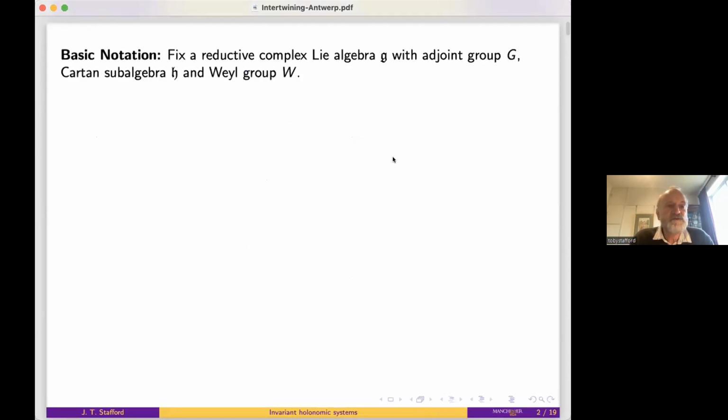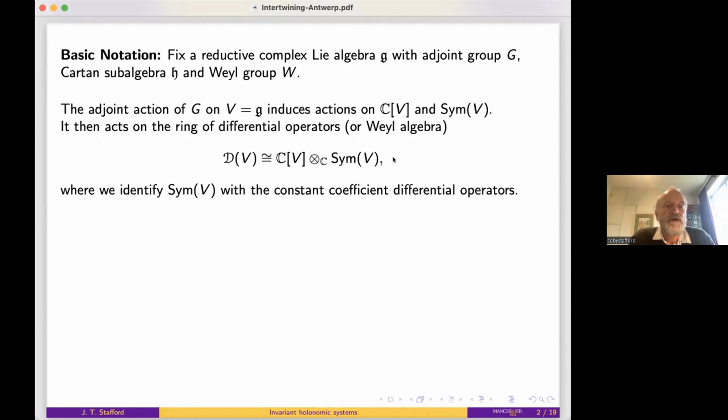The situation is I've always got a reductive complex Lie algebra g, adjoint group capital G, Cartan algebra h, Weyl group W. So the usual notation. Then the adjoint action of G on little g, and when I think about g as a representation, I'm going to call it V. You'll see why later. So that gives me actions on the functions on V, the symmetric algebra on V, and then on the ring of differential operators.